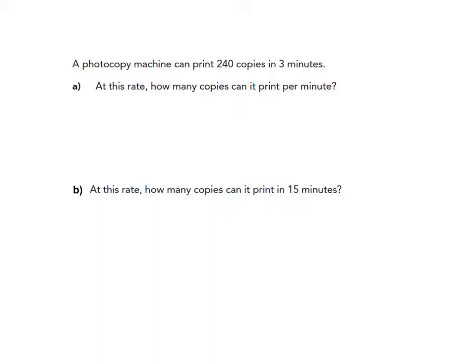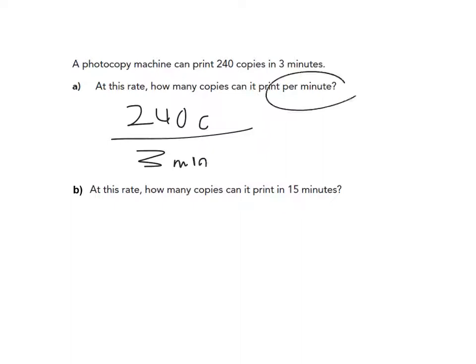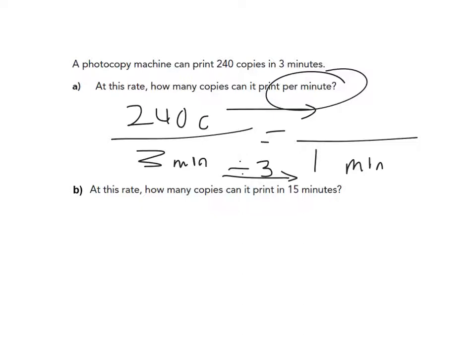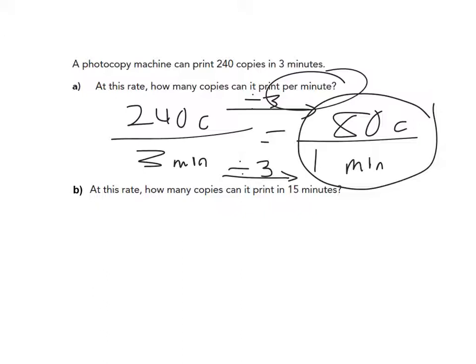Okay, so the photocopy machine can print 240 copies in 3 minutes. But they want to know per minute, so I need to get it down to a single minute. And I know the relationship between 3 minutes and 1 minute is 3 if I divide it by 3. If I do the same to the top, I found out that it's 80 copies in 1 minute. That is the unit rate.